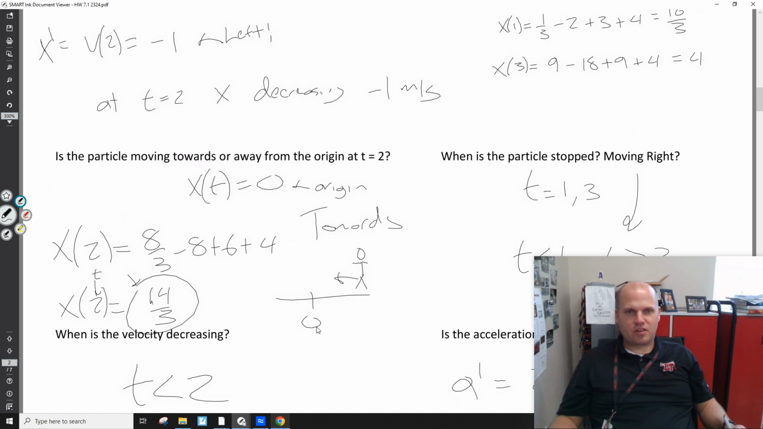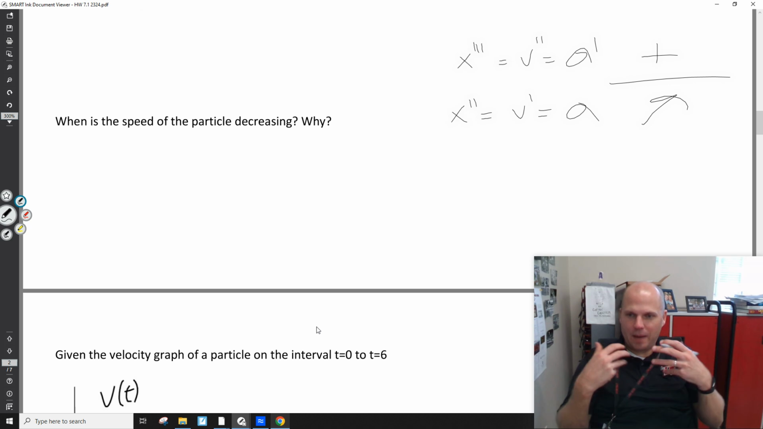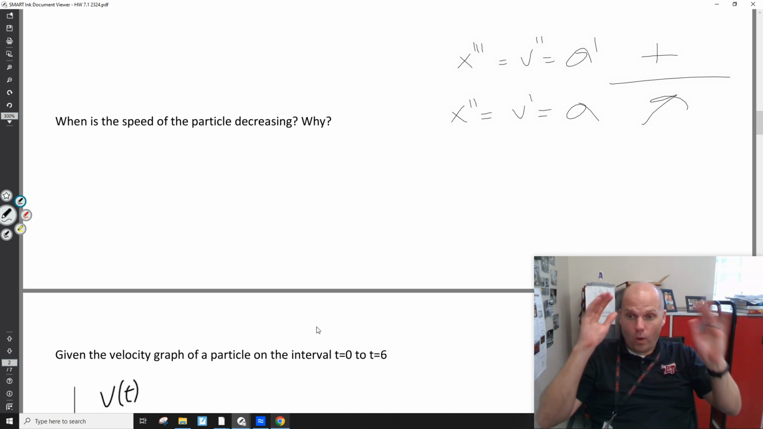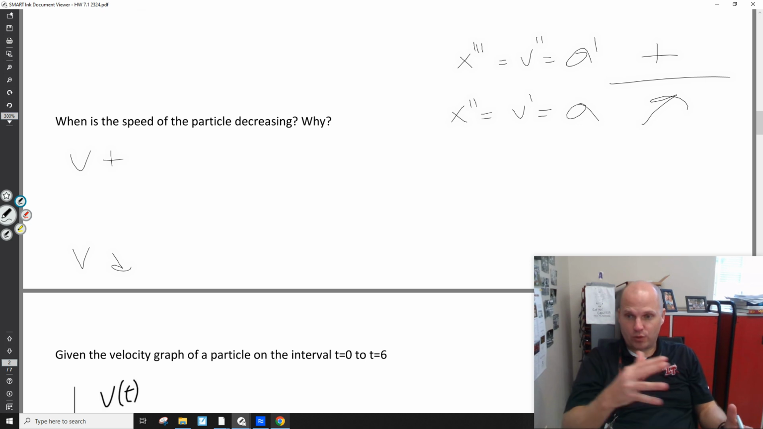When is the speed decreasing? When your velocity values are getting closer to 0, I'm getting closer to stopping. When will our velocity values get closer to 0? When my velocity values are positive, but going down close to 0. 5, 4, 3, 2, 1, 0.